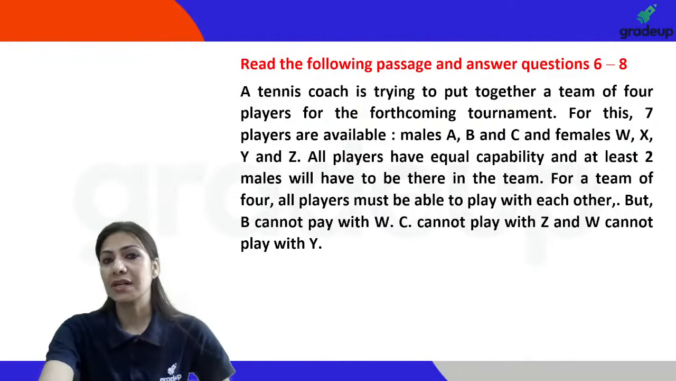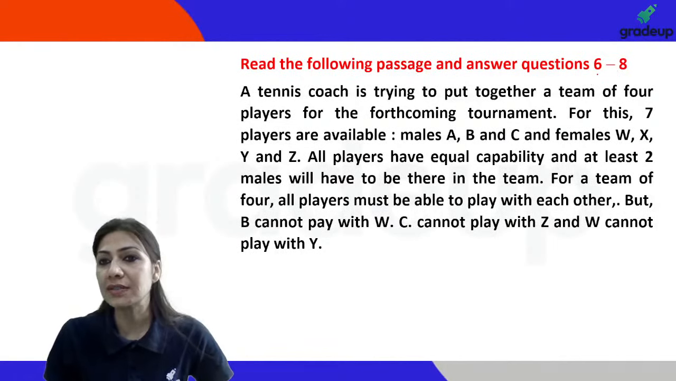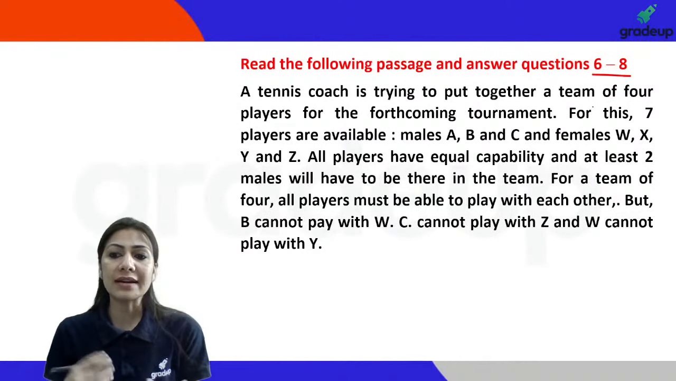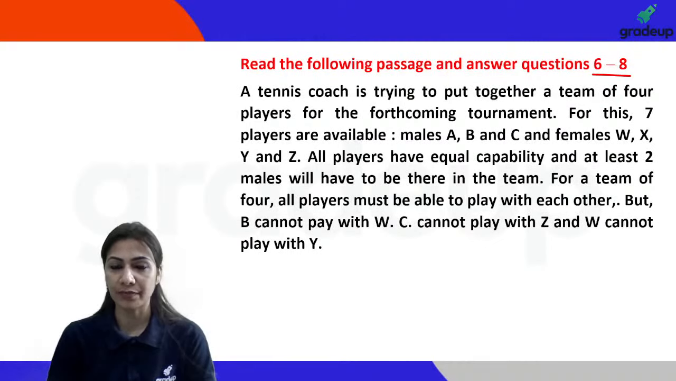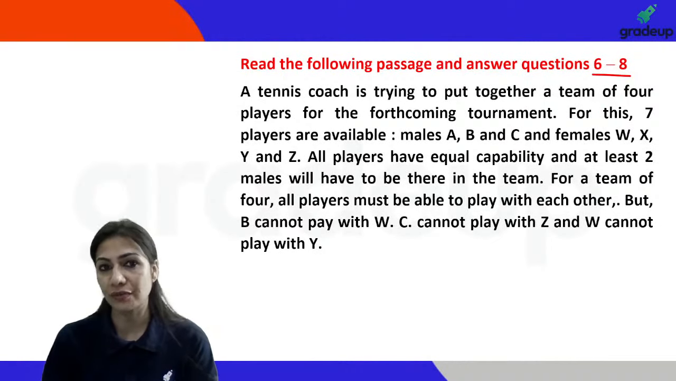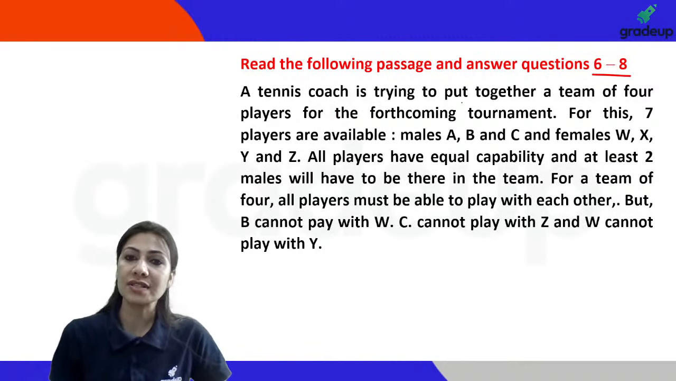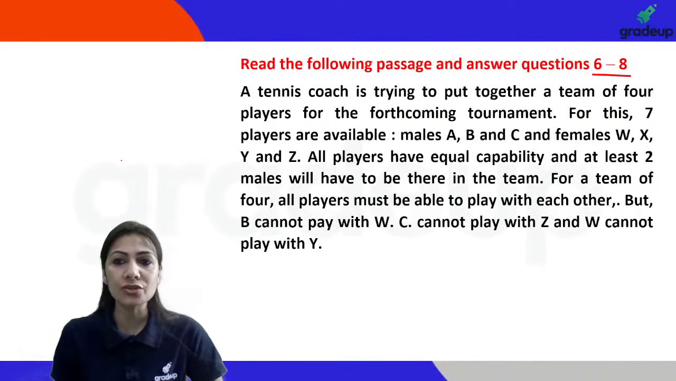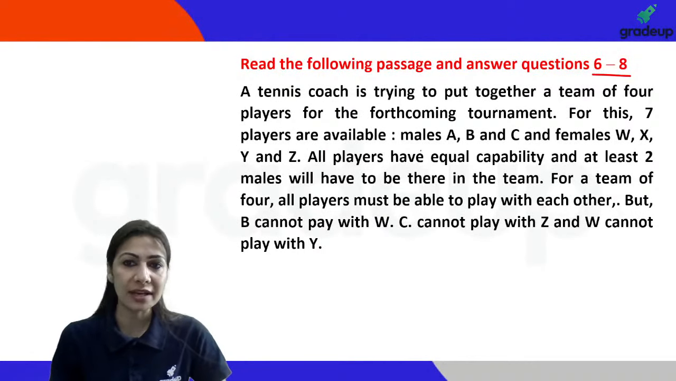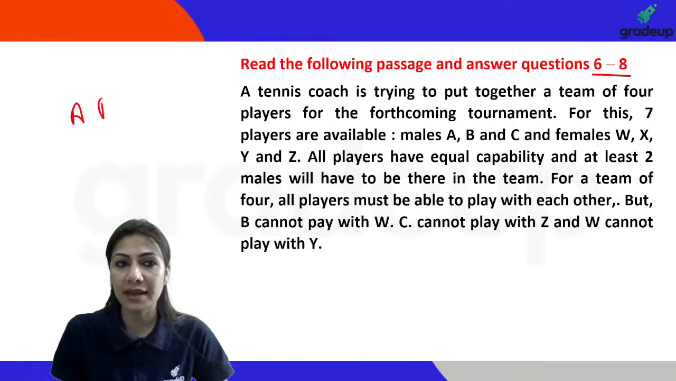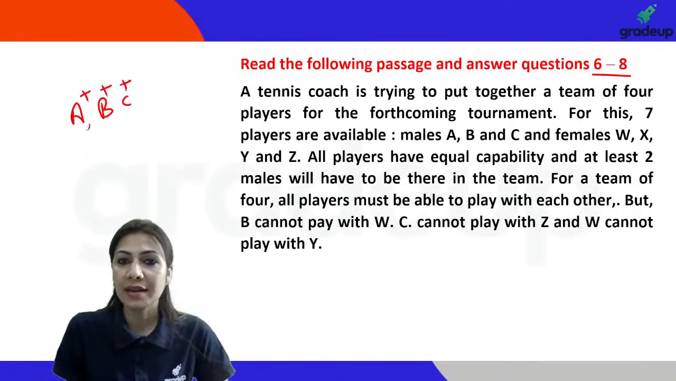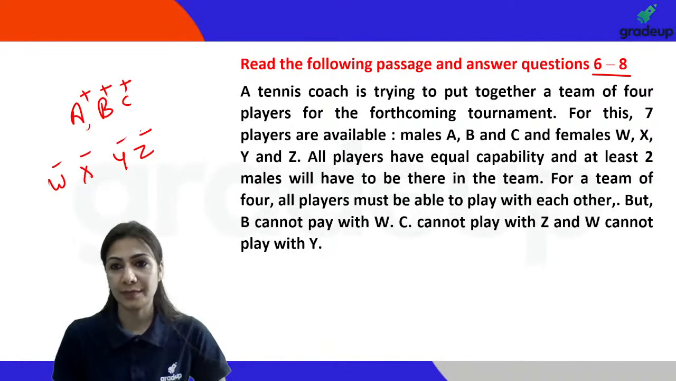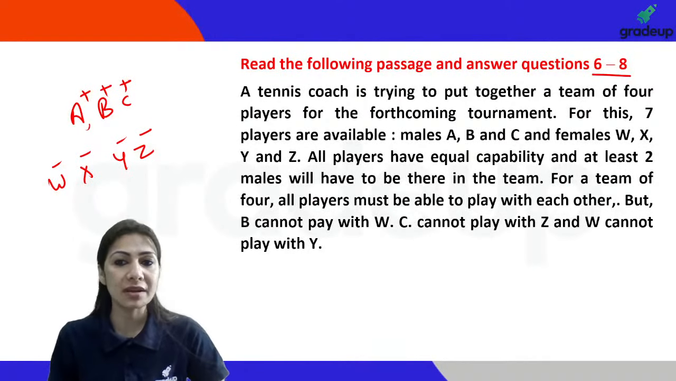So for the next 6, 7 and 8, the next 3 questions, we have been given a paragraph, conditional information. Let's check out what exactly the information we have. It says a tennis coach is trying to put together a team of 4 players. So our team is having 4 players for a forthcoming tournament. For this, 7 players are available. We have 3 male, A, B and C. These 3 are male. And W, X, Y and Z, these 4 are female. All players have equal capability and at least 2 male will have to be there in this team.